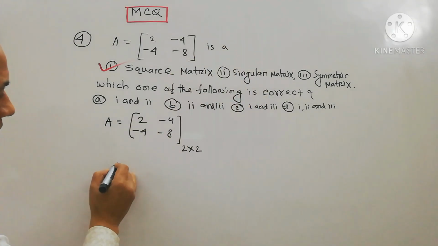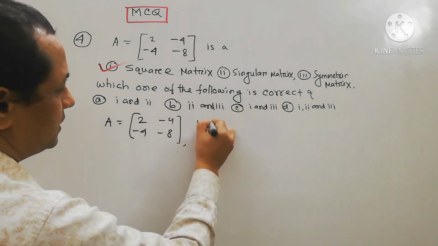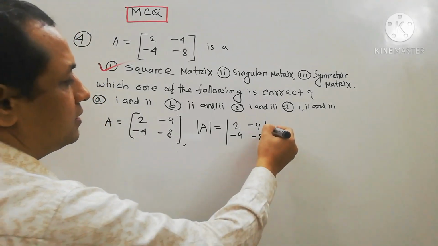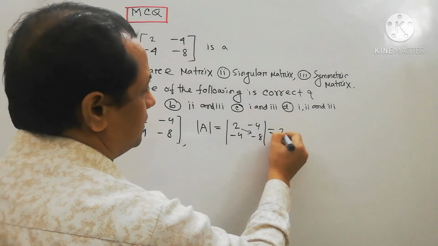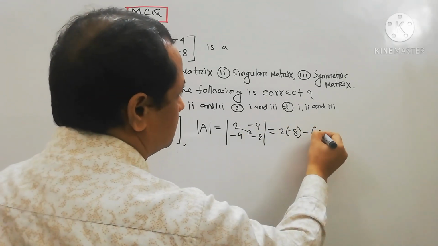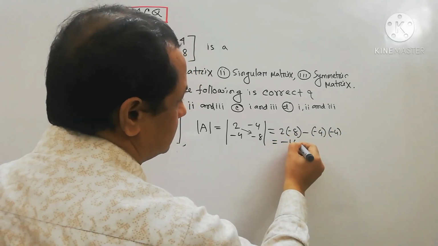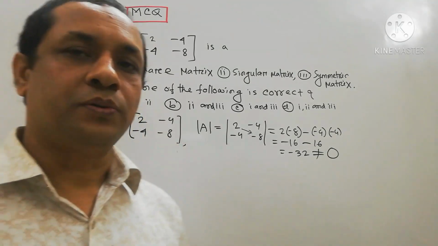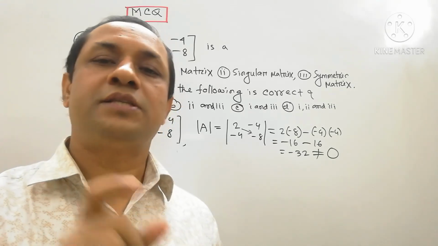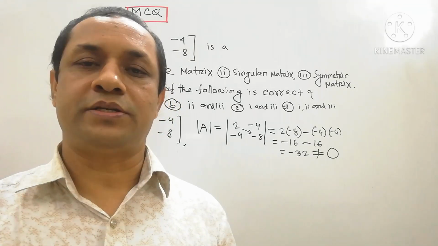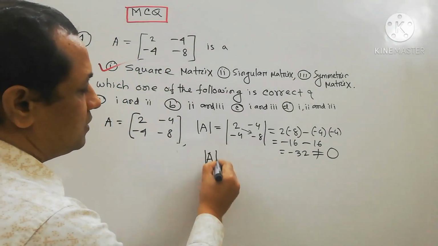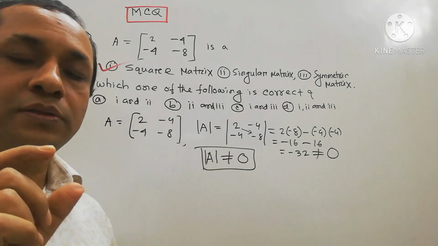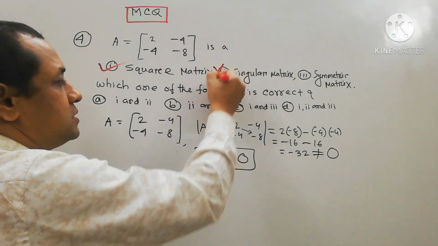And now singular matrix. Here for a singular matrix, the value of the determinant of this matrix 2, minus 4, minus 4, minus 8: 2 into minus 8, formula minus, then minus 4 into minus 4. So the result will be minus 16 minus 16, equals minus 32. So minus 32 is not equal to 0. So it is not a singular matrix. It is a non-singular matrix, because the value of the determinant of A is not equal to 0. So student, option 2 is not correct.